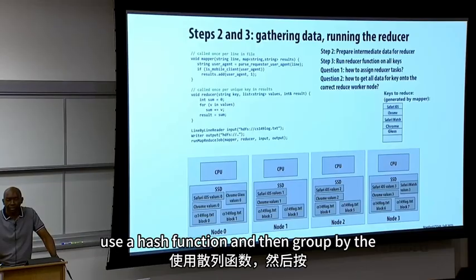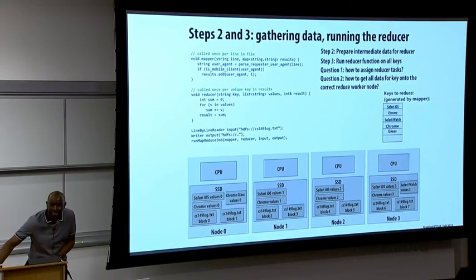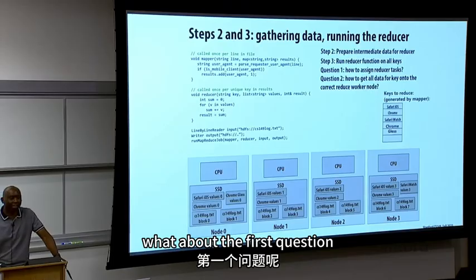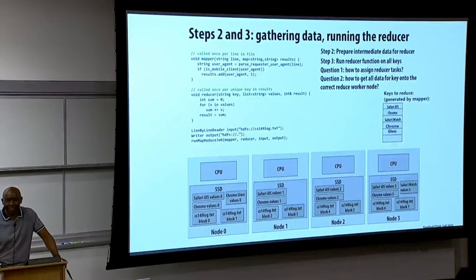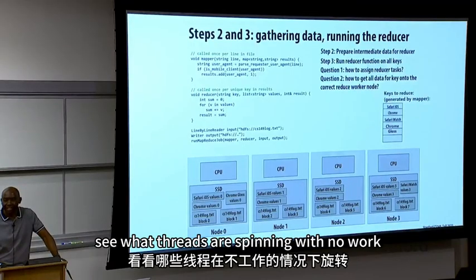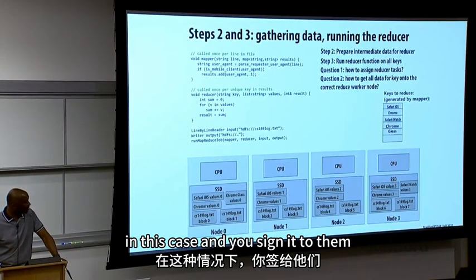Yeah. Use a hash function and then group by the hash value. I think that's answering the second question. What about the first question? About where the tasks are going to run? Yeah. See what threads are spinning with no work to be done and are available, or I guess CPUs in this case, and assign it to them.